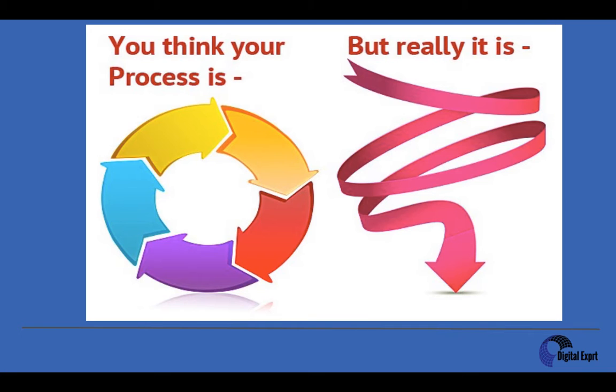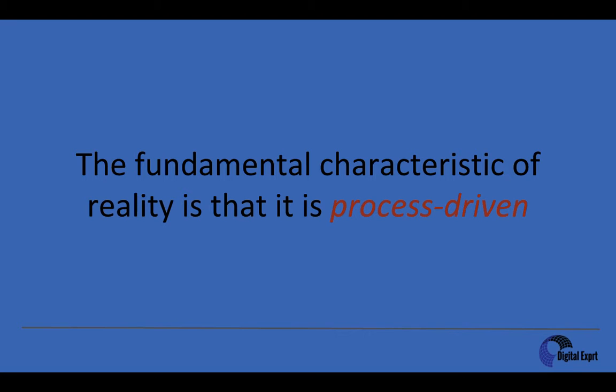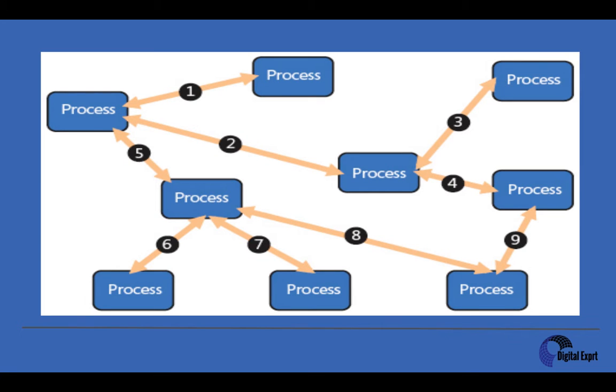So I would say that the fundamental characteristic of reality is that it is process-driven. And this is some kind of a mesh, again, that we can hypothetically throw in a diagram. We have many processes, and they all interact with each other, call each other, depend on each other, etc. But it's a heterarchical system, not necessarily hierarchical. And that is what makes it hard to really tame, because it's almost chaotic.